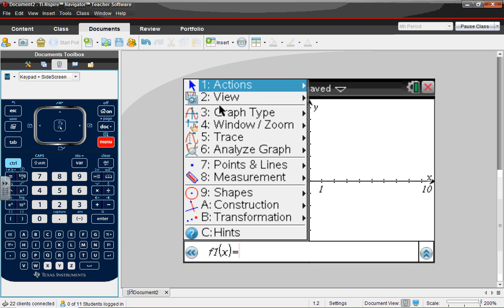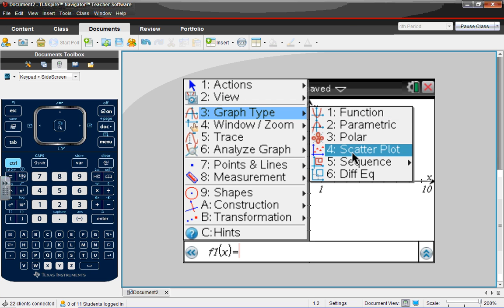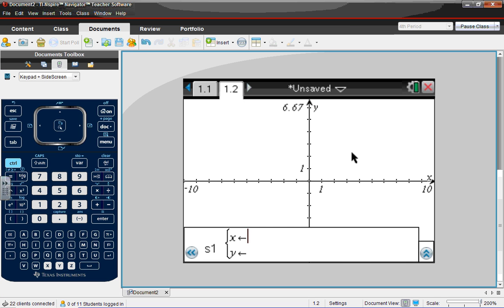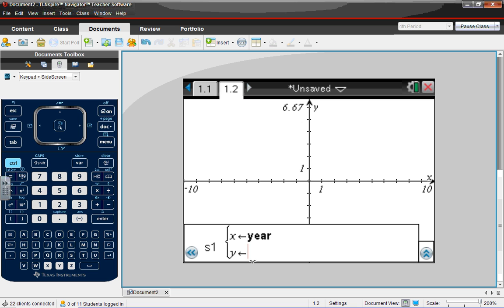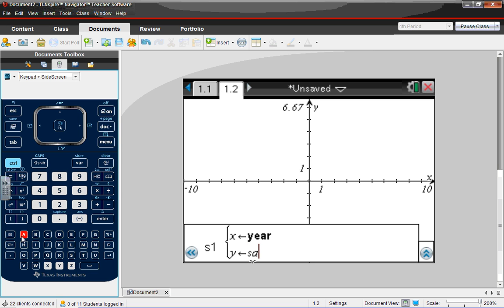So my scatter plot, what do I use for my year? Or my X is going to be year, sorry. Totally just gave you that. And then Y. And hit enter.